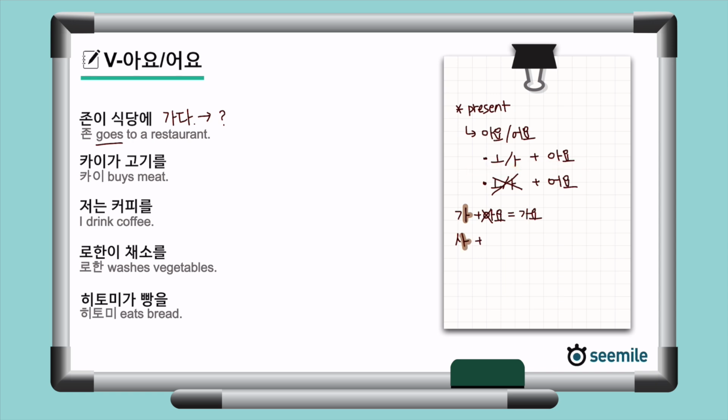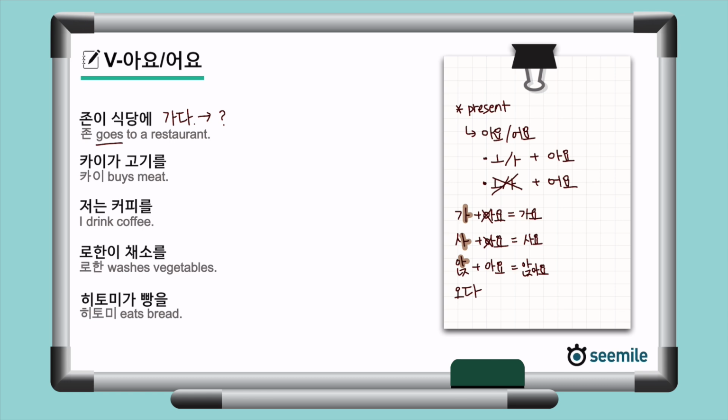So we add 아요. The 아 of 사 and the 아 of 아요 have the same sound, so drop one of them and just read and write it as 사요. Good job! Next, 앉다, to sit. The stem is 앉 and its vowel is 아, so we add 아요 and it becomes 앉아요.